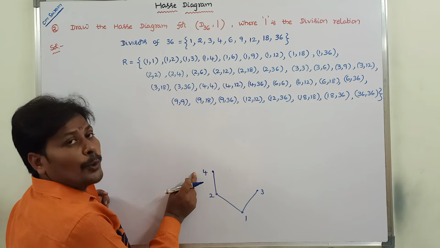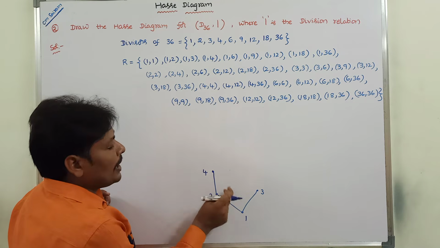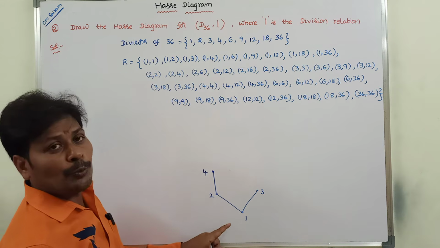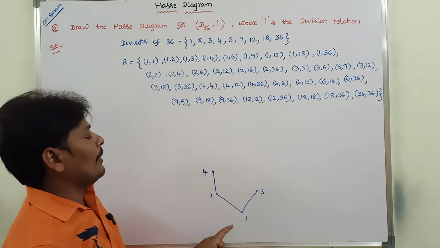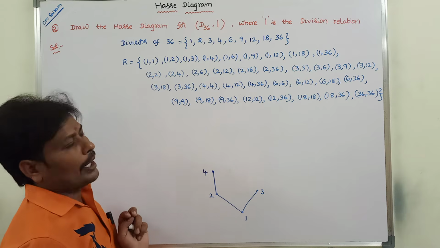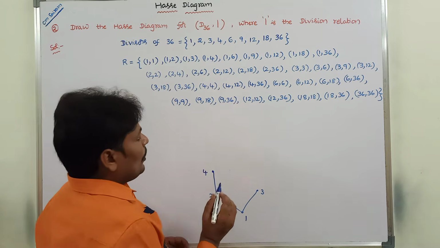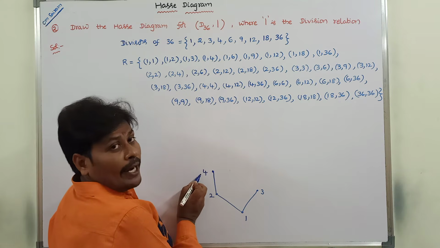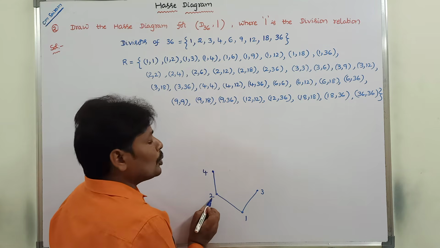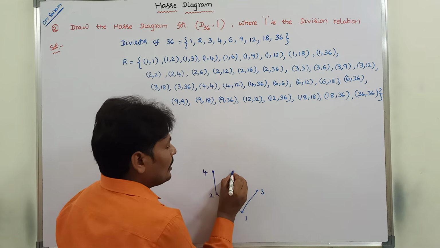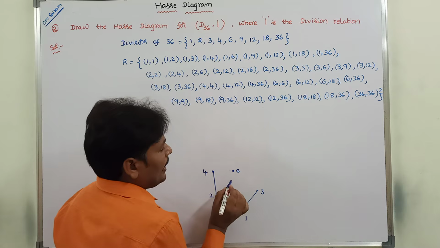So there is no need of writing the edge between 1 and 4. According to the transitive property, there is a relation between 1 and 4. Next element is 6. 4 does not divide 6. 2 divides 6, 3 divides 6. So we have to draw the vertex 6 here.